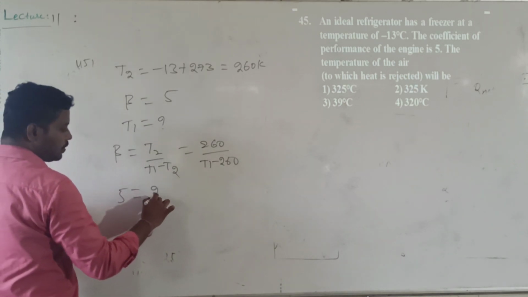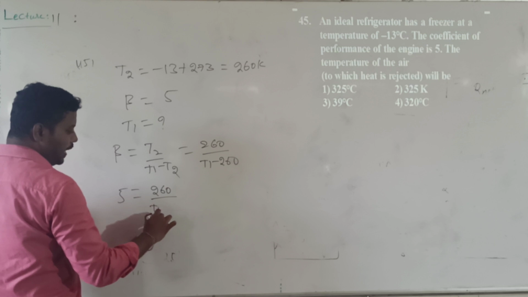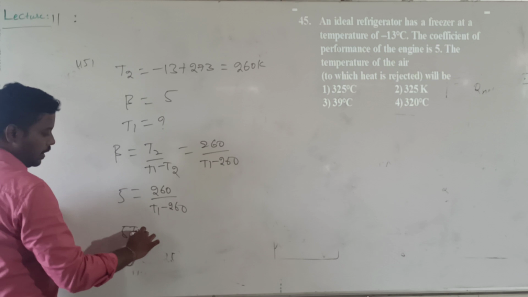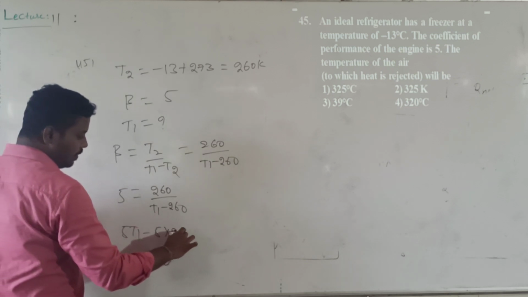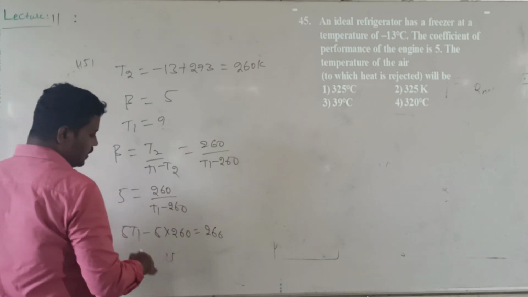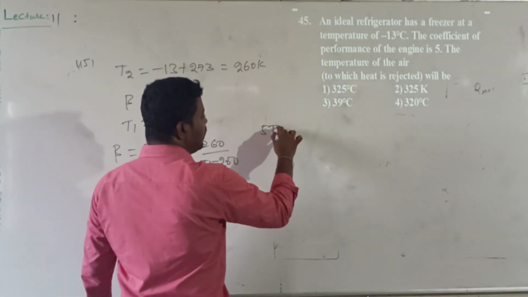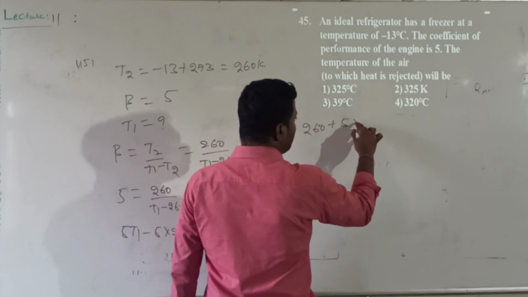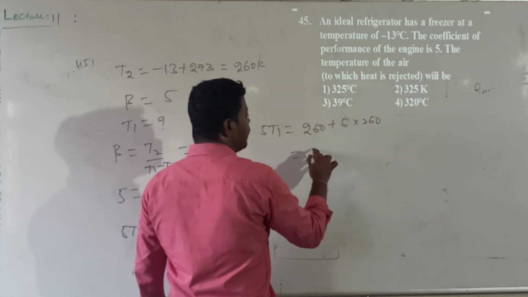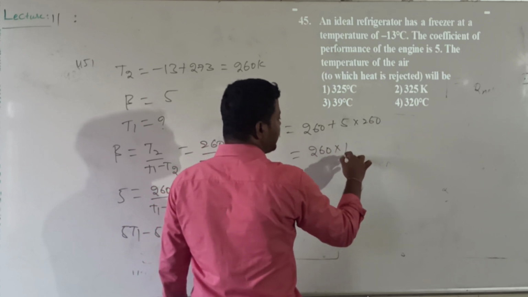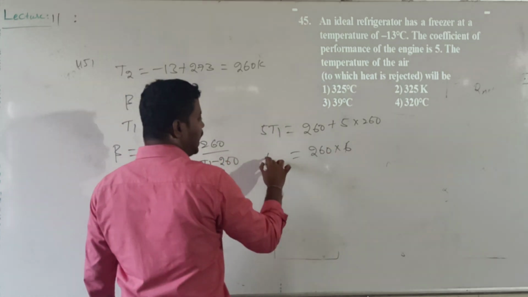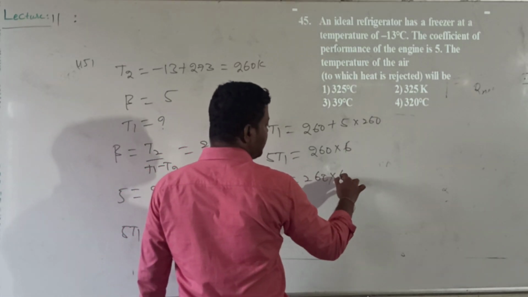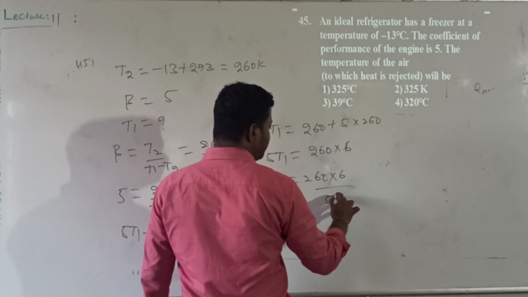Beta value 5. 5 is equal to 260 by T1 minus 260. Then cross multiply: 5 into T1 minus 5 into 260 will be equal to 260. So 5 into T1 is equal to 260 plus 5 into 260. Then finally what will I get? If I take 260 common, 5 plus 1 is 6. So that is 5 into T1. What is the T1 value? So 260 into 6 divided by 5.